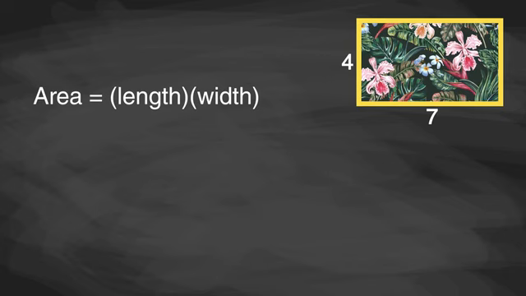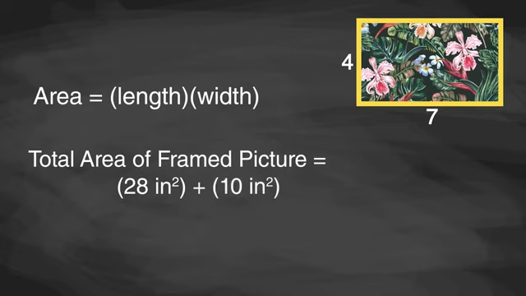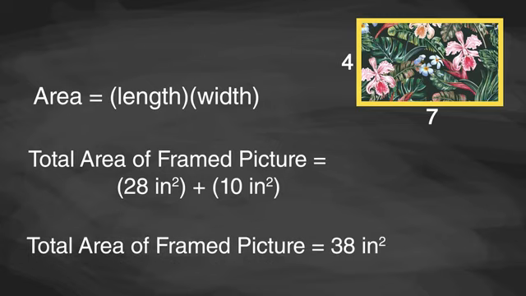The total area of the framed picture is equal to the area of the picture plus the area of the frame. The area of the picture is 7 times 4, or 28 square inches. The area of the framing material was 10 square inches. The total area of the framed picture is 28 plus 10, or 38 inches squared.